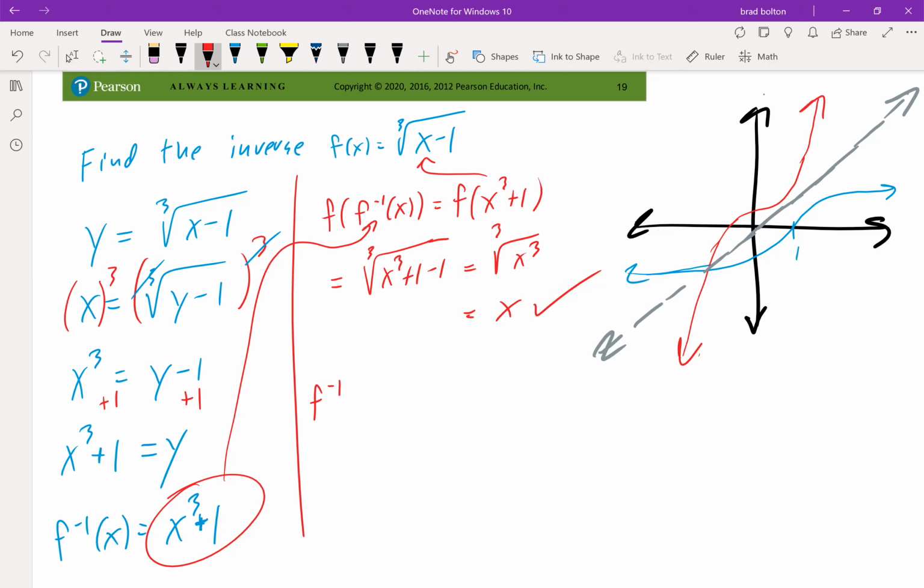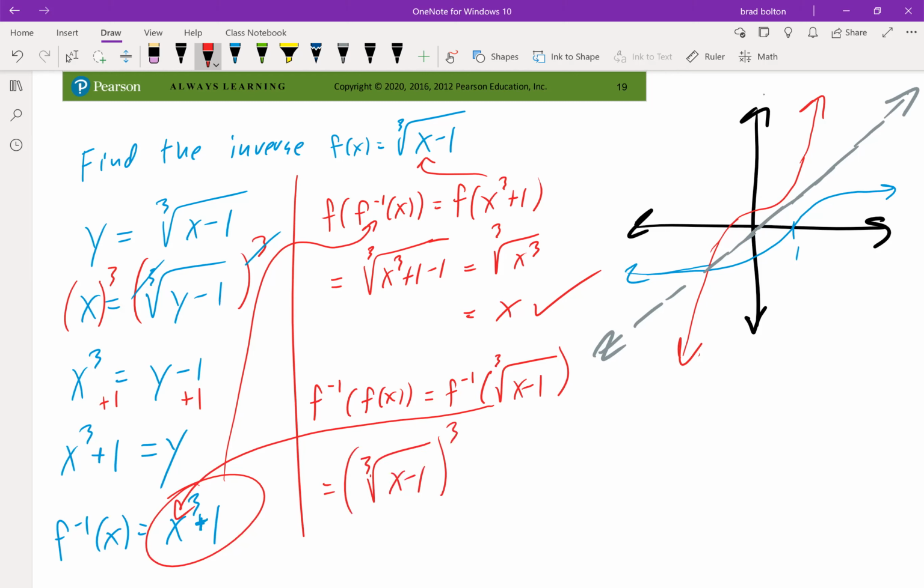Now let's go the other way. f inverse of f of x equals f inverse of, now we're going to do cube root of x minus 1, and we're going to plug it in right there. So this will become the cube root of x minus 1, cubed, plus 1. Well, those will cancel. We're left with x minus 1 plus 1, which is equal to x.